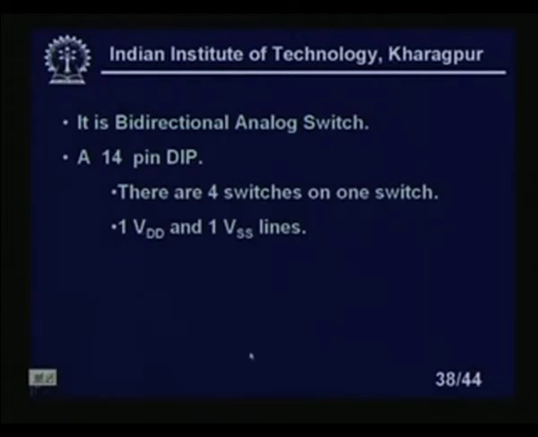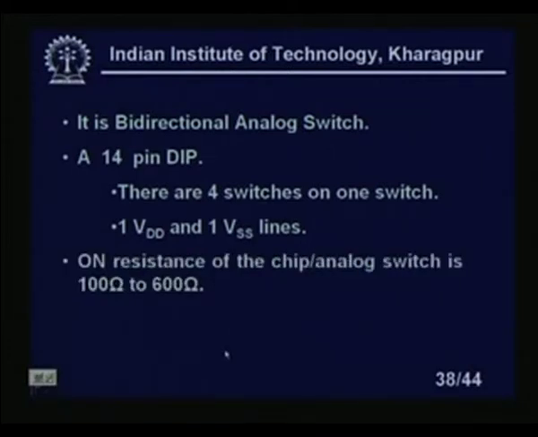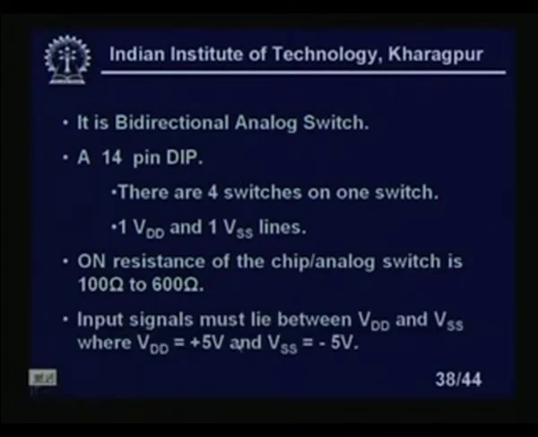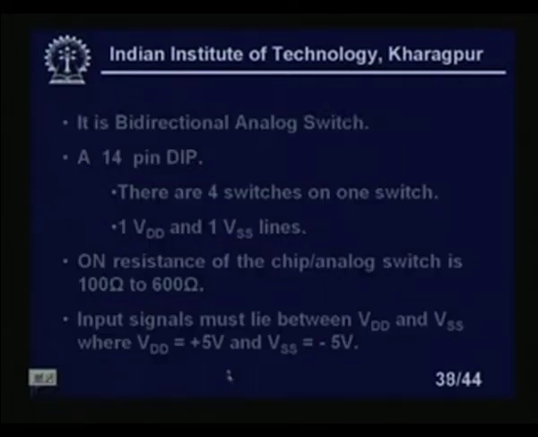One VDD, one VSS line. The on resistance of the analog switch chip is around 100 ohm to 600 ohm. Its value is a little low; nowadays it's even less. The input signal lies between VDD and VSS, where VDD is plus volt and VSS might be minus 5 volt.